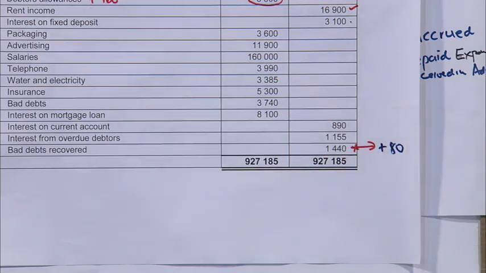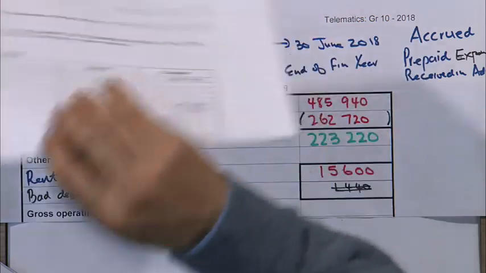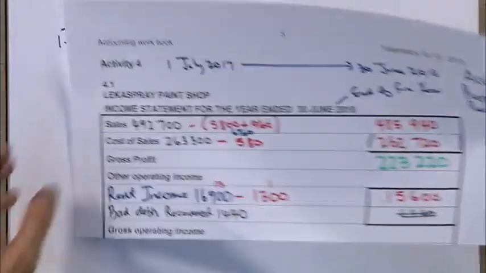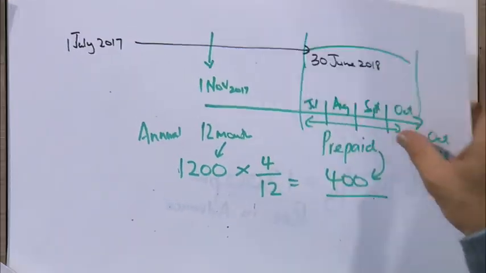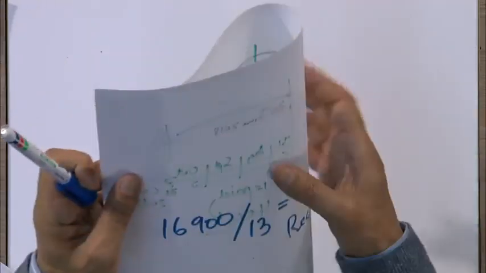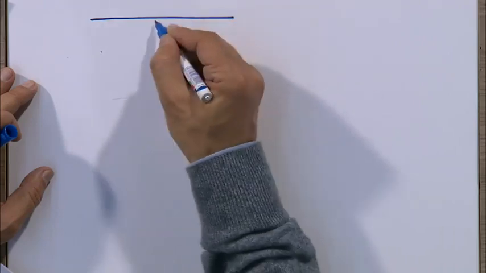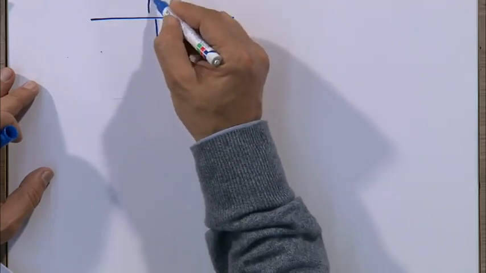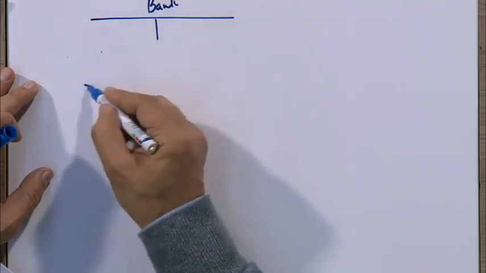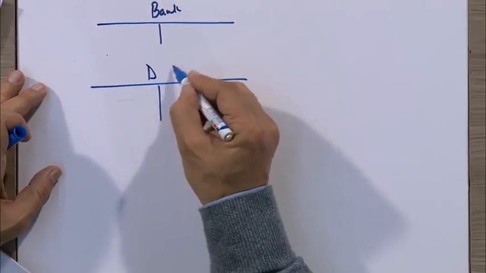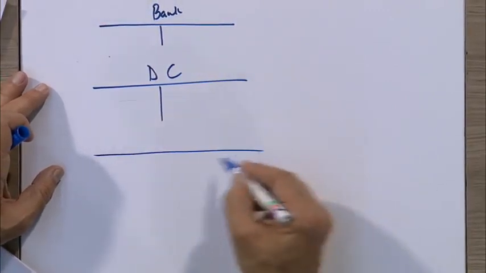Now what we need to do, we need to be very careful with this one. It is not an accrued expense, because bad debts recovered, first of all, is an income, and it's not an accrued income either. Okay? Let's just plot to see what has happened so that we can follow. There's my bank account, quickly. Here's my debtors control. And here's my bad debts recovered.